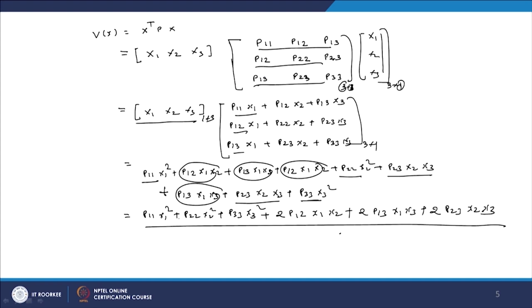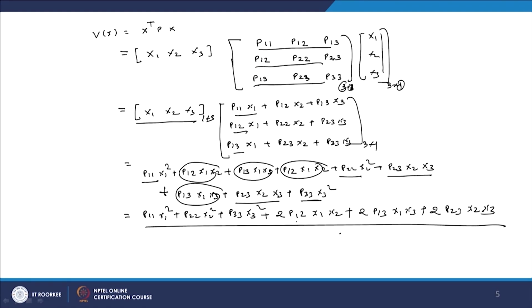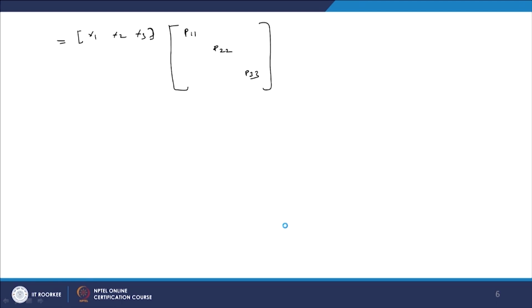That means we can write the same equation as x1 x2 x3, and then the P elements. See here P11, P22, P33. These elements we can write in diagonal form, so we write P11, P22, P33. Now here we have the element P12 two times. So what can we write? P12, P12.